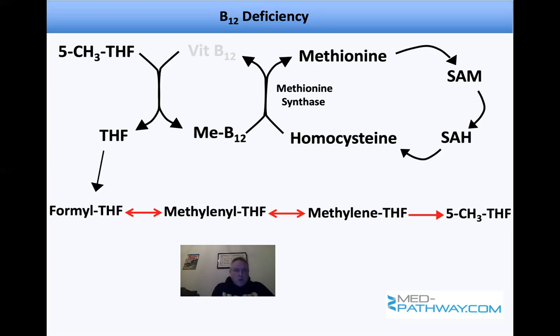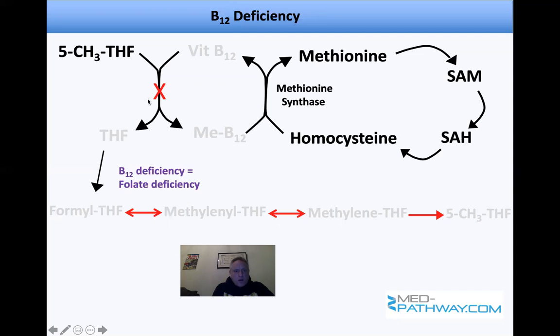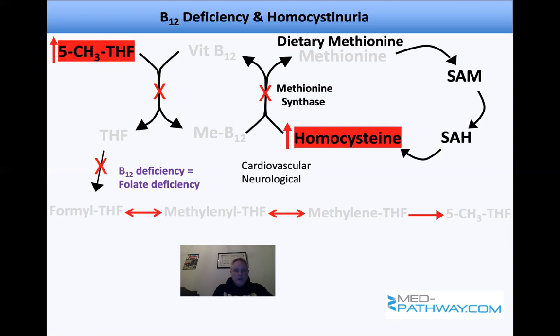So what happens when you're B12 deficient? You can probably predict a few things are going to happen. One of them is that you can no longer transfer the 5-methyl THF to B12, and so this THF is no longer liberated. And so many of these forms of folic acid could no longer be generated. So B12 deficiency equals folic acid deficiency. And you can also predict that methionine synthase won't be in business anymore. So you elevate the methyl THF, but you also elevate homocysteine levels here.